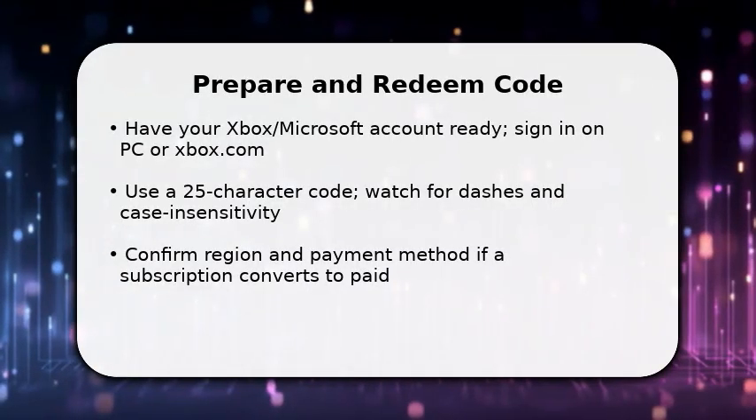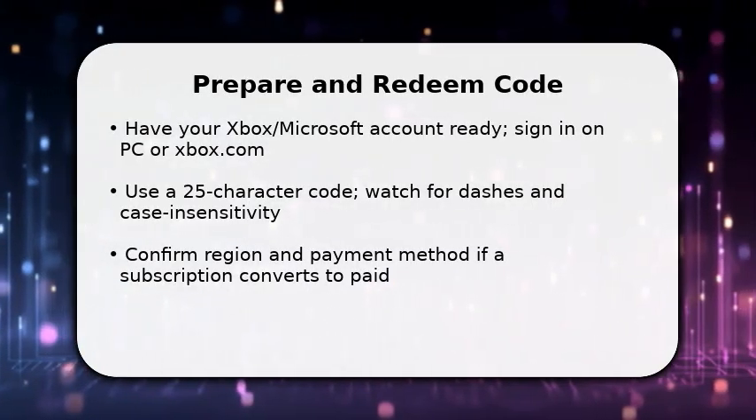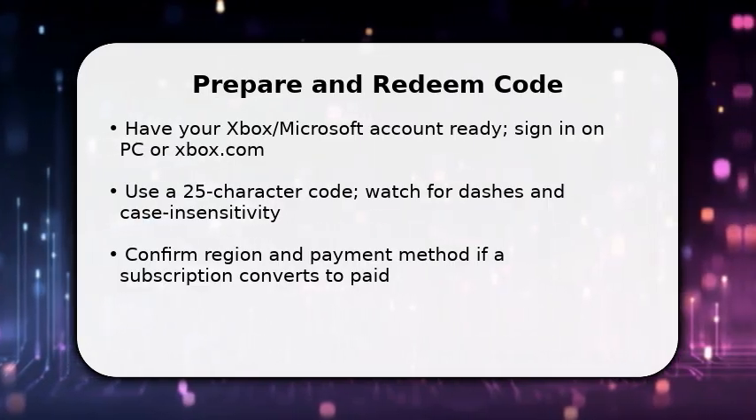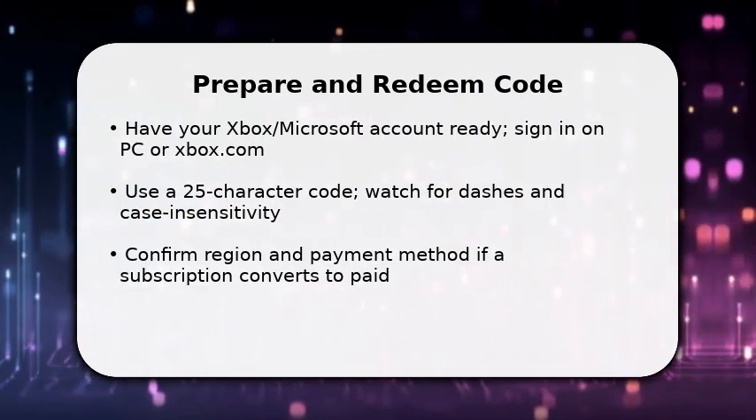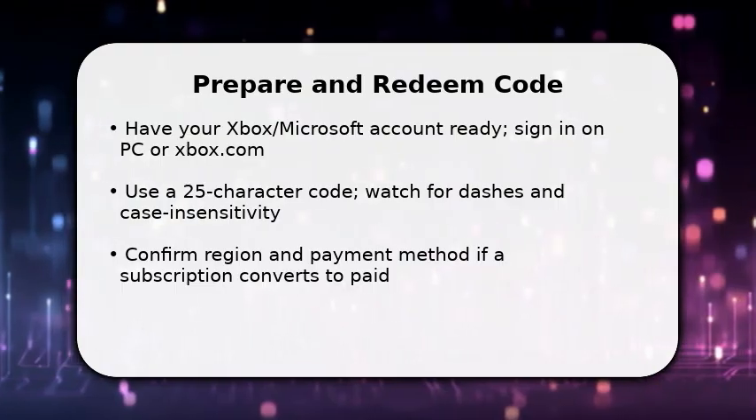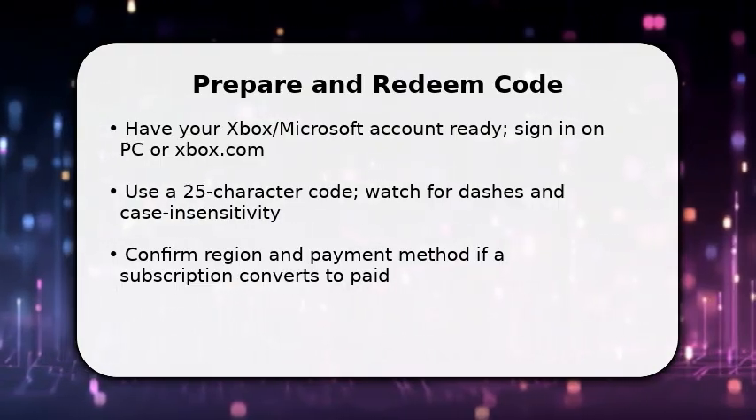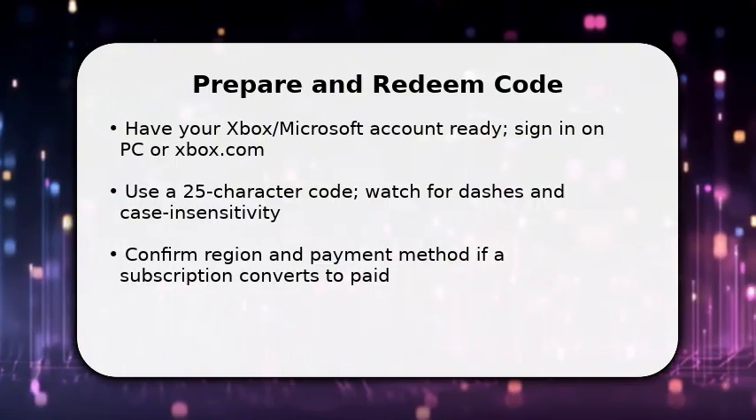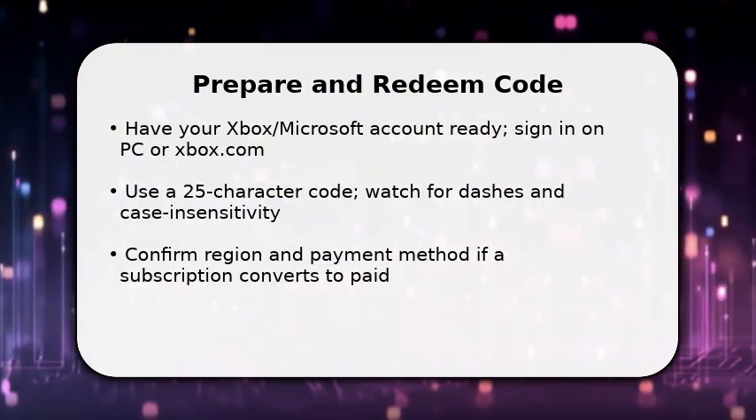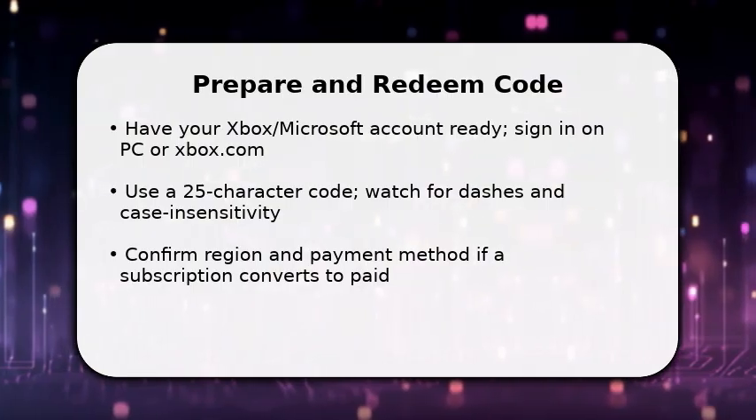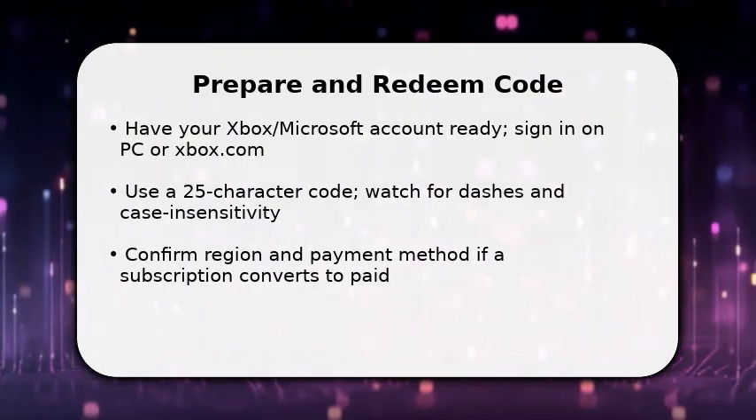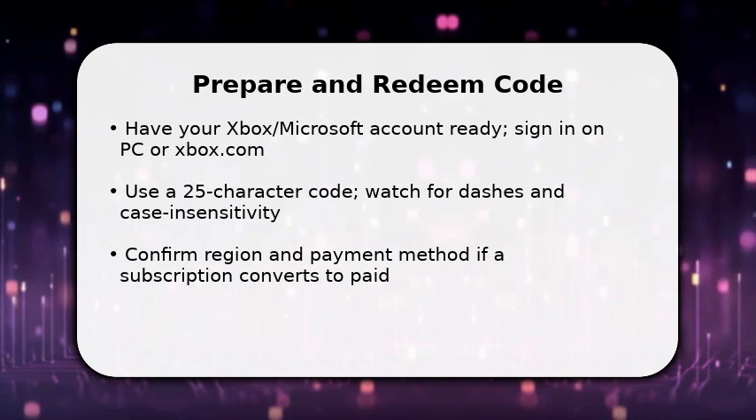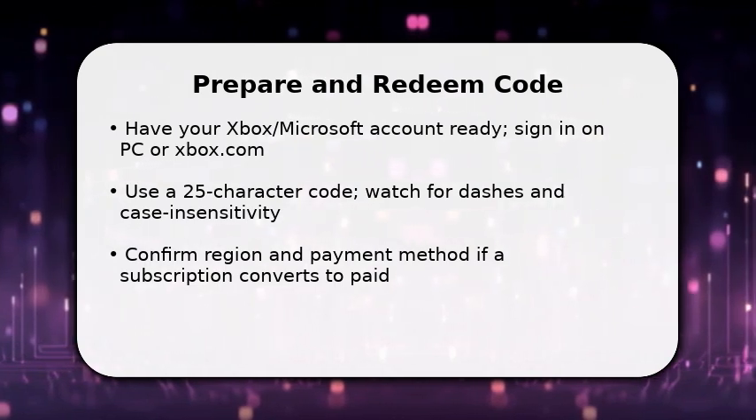You start by signing into the Microsoft account tied to Xbox Game Pass on your PC browser or the Xbox app. Once signed in, go to Redeem Code immediately. You'll enter the 25-character code shown, dashes optional. Make sure the account region matches where the code is valid and that any required payment method is set for future billing. After submitting, you'll see a confirmation screen. Note the subscription length and the activation date so you know when benefits begin.